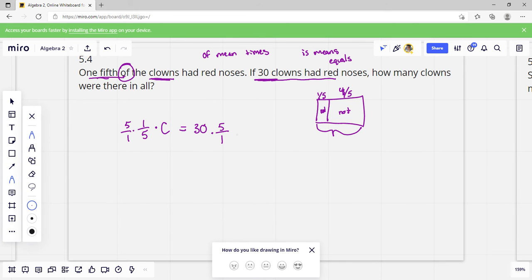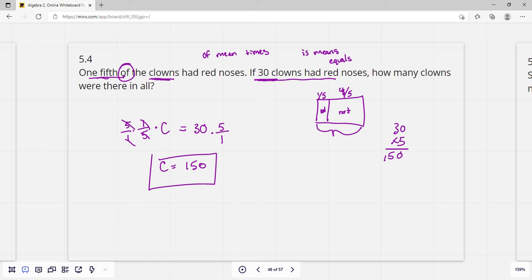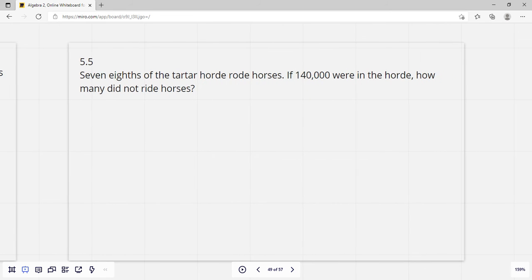And 5 times 30 is 150. All right, because these will cancel each other, and we get clowns equals 150. Okay, so whenever you have a fraction over here, you have to get rid of it. If something's multiplied by a fraction, just flip and multiply on both sides. Remember, when we divide a fraction, you just flip and multiply.